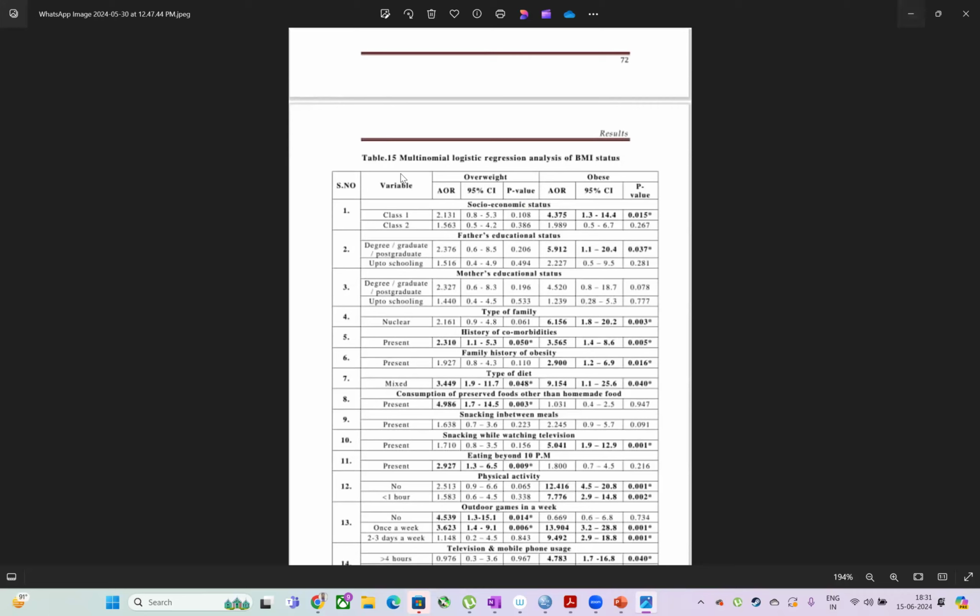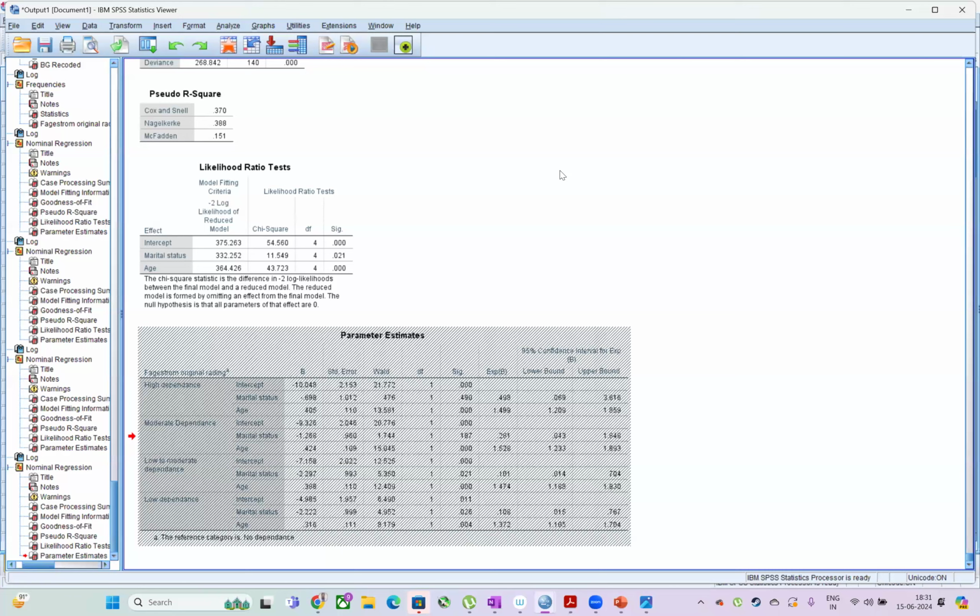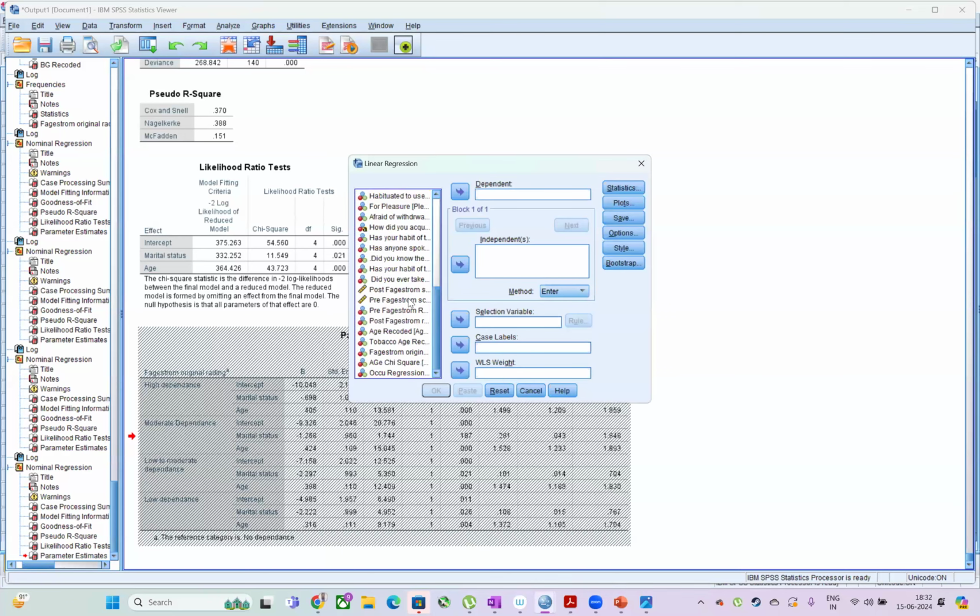So, linear regression. What are we going to see? We are going to go into the Fagerstrom raw scores. Here the dependent variable has to be quantitative. Quantitative means you have to make sure that the dependent variable is in numbers. So here you are going to take the dependent variable inside, and again occupation, education, marital status, whatever you have, you can take it inside.